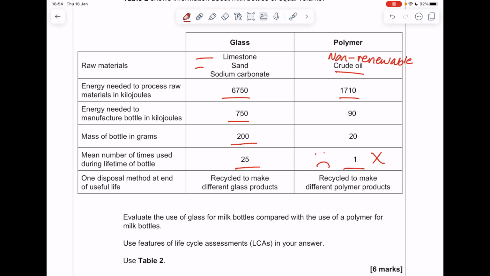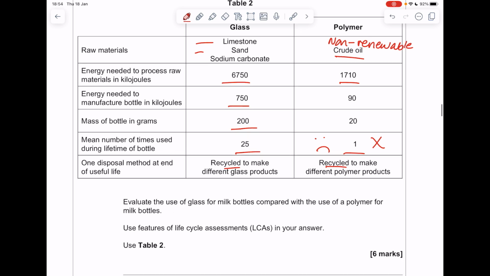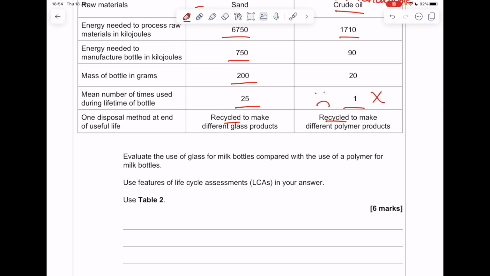One disposal method, end of useful life. The glass is amazing, it can be recycled to make different glass products, but again, the polymer can also be recycled. Evaluate the use of glass for milk bottles compared with the use of a polymer. Use features of life cycle assessments.